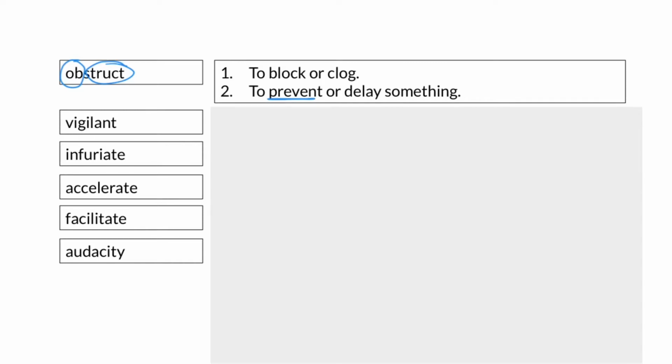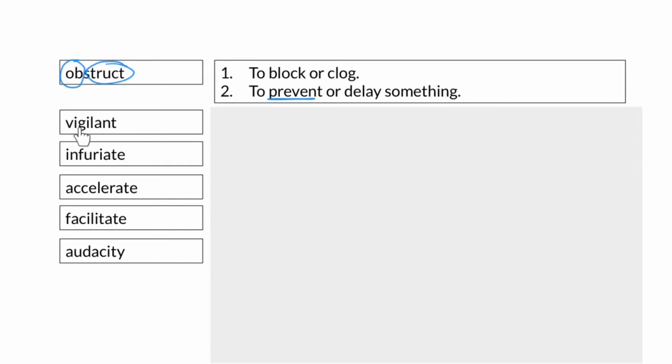What that means in practice is, let's say someone committed a crime and then you lied to the police about it. That would be obstruction of justice. It would be illegal because you've stopped the police from doing their job. You have blocked them and you've prevented them from doing something. Now just make sure you've got obstruct and the definitions written down.